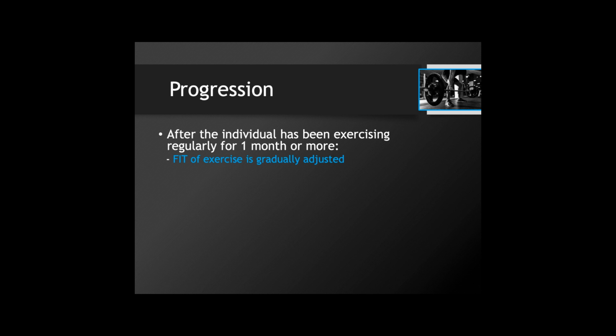And why do we wait to do this over the course of a month? Well, that's because, like I said previously, we have a lot of adaptations occurring behind the scenes. And most importantly, we've mentioned this in class, you have a lot of neurological changes occurring in your first month, your first 6 weeks of exercise.